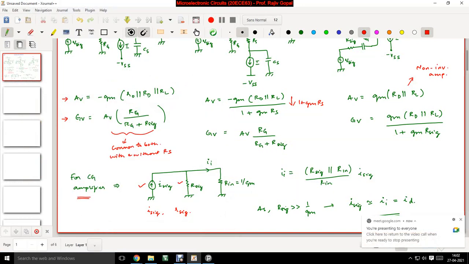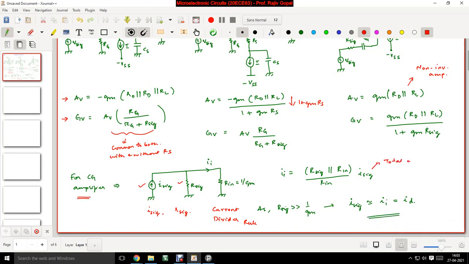Now if I use the current divider rule, then the current which needs to be found, Ii, which is flowing through Rin, is equal to the parallel combination of the resistors R signal and Rin, divided by the resistance through which that current Ii is flowing, which is Rin, times I signal, the total current. This is the total current.